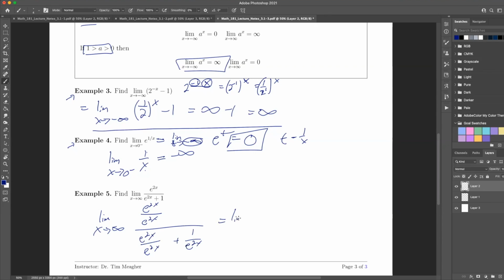So here we have the limit as x goes to infinity of 1 over 1 plus 1 over e to the 2x. Well, where does this go? That's important, so let's do a little bit of algebra on that real quick. Here I'll have still the limit as x goes to infinity of 1 over 1 plus e to the minus 2x. Is that going to help us? Sure, that'll help us.